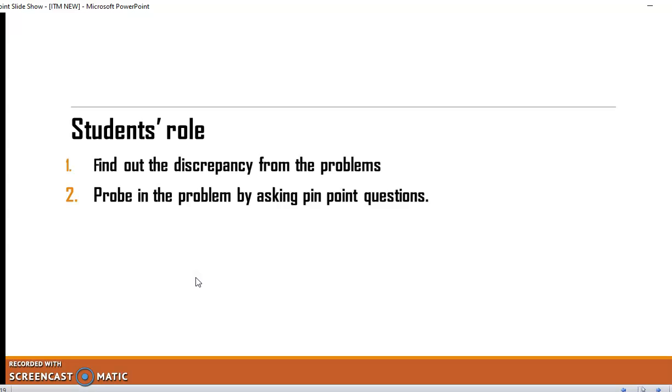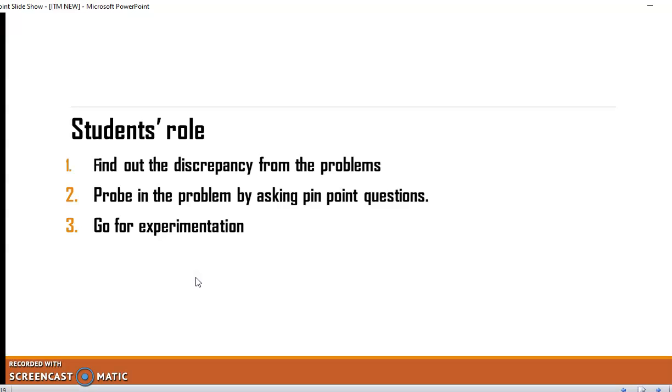So the students are supposed to ask questions associated with that particular discrepant event or puzzling situation that will be posed in front of them by the teacher. So they need to get involved in the problem and ask questions which are very specific. Then they're supposed to go for experimentation if it has anything to do with experiments, or if it is something that requires a literature review, or something that requires the students to read books accordingly.